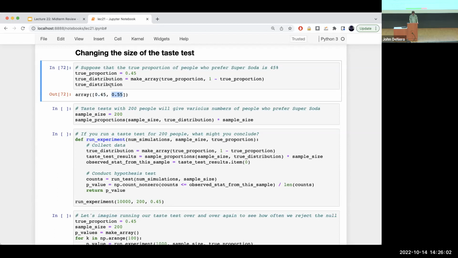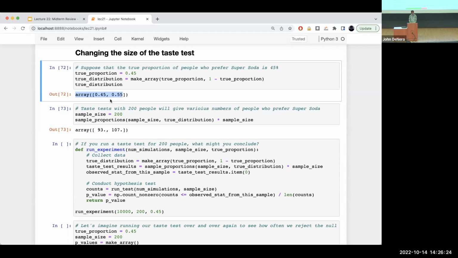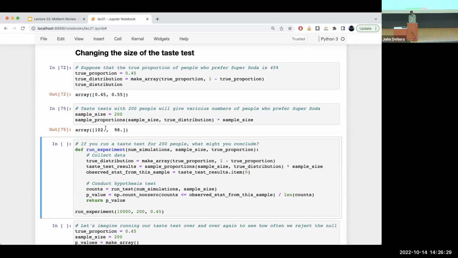What would happen in this world? If we ask 200 people, maybe 93 of them like super soda. Not so different from our random simulation of a world in which half the people liked super soda. So this distribution isn't very far from 50-50. And so if you only ask 200 people, sometimes you get a big difference, 80-20. But sometimes you get almost the same number of people liking super soda as the rival. Even though there is a difference in the population, it can be hard to tell.